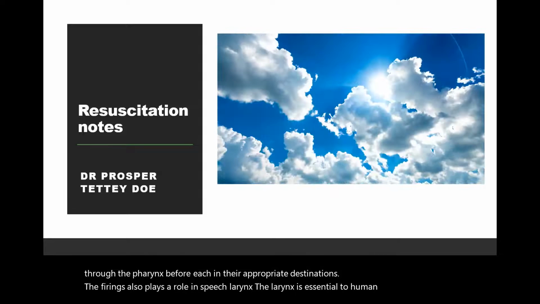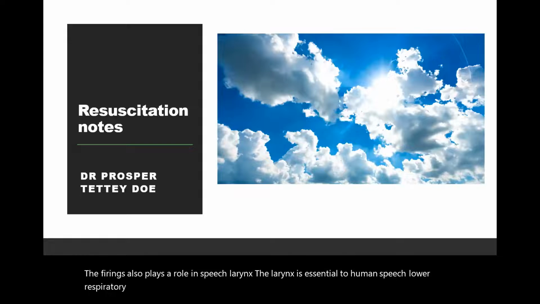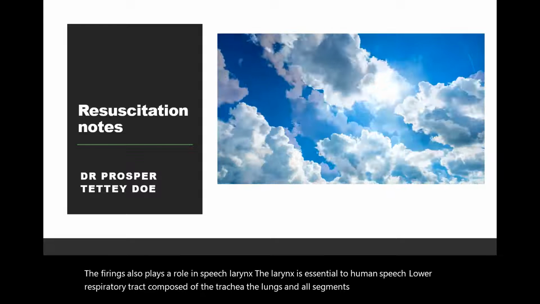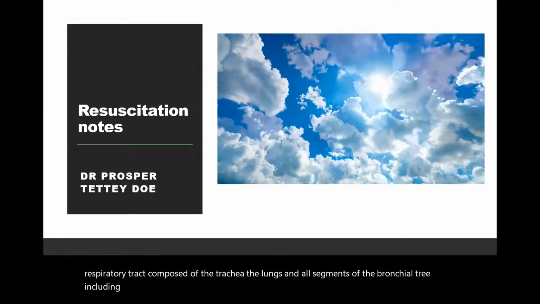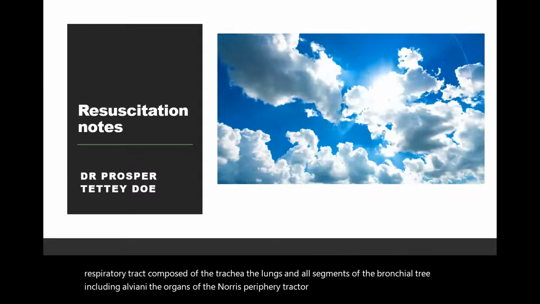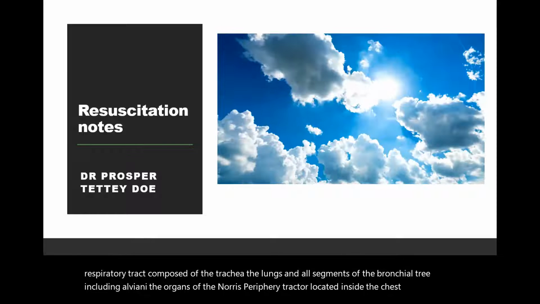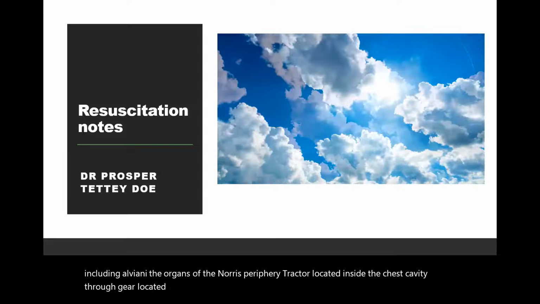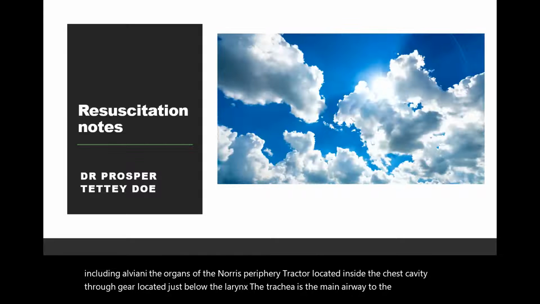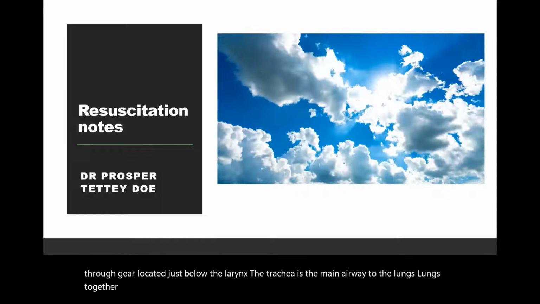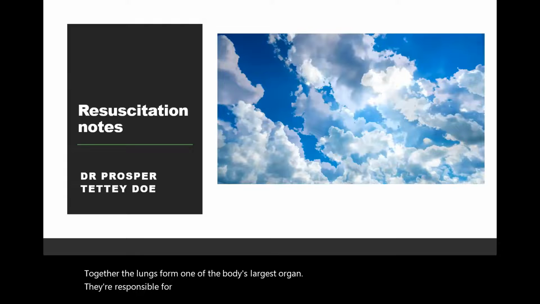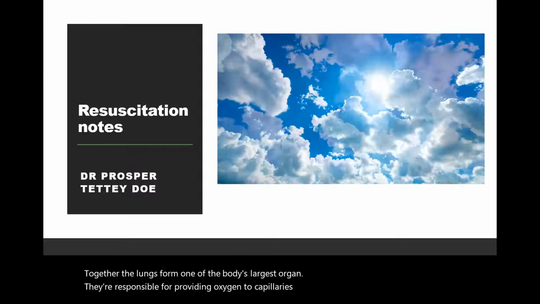Lower respiratory tract, composed of the trachea, the lungs, and all segments of the bronchial tree, including the alveoli. The organs of the lower respiratory tract are located inside the chest cavity. Trachea, located just below the larynx. The trachea is the main airway to the lungs. Lungs. Together the lungs form one of the body's largest organs. They're responsible for providing oxygen to capillaries and exhaling carbon dioxide.